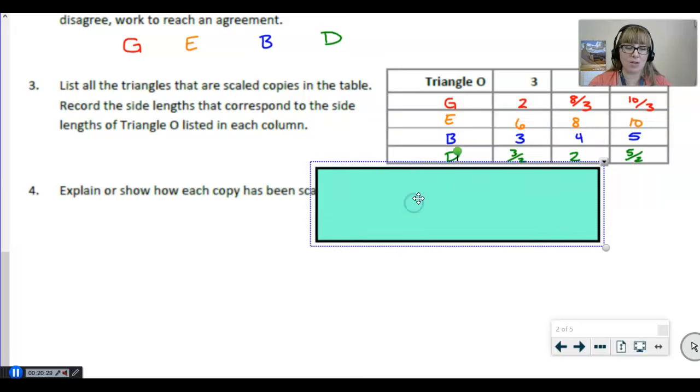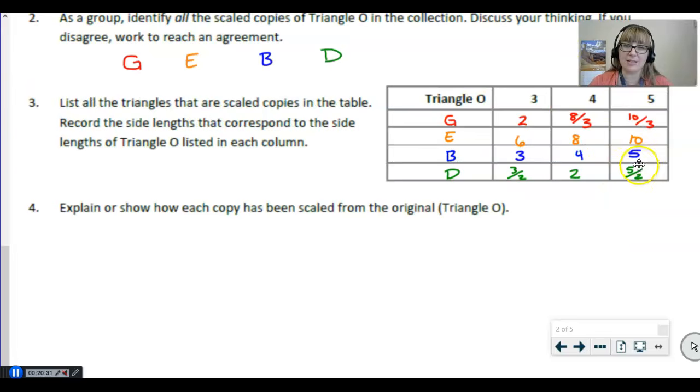And I hope that you have something that looks like this. E, we can see those corresponding side lengths are 6, 8, 10. B, the corresponding side lengths are 3, 4, 5. And D, the corresponding side lengths are 3/2, 2, and 5/2. So now it says explain or show how each copy has been scaled from the original triangle. So again, look at that original triangle and tell me, how has it changed?